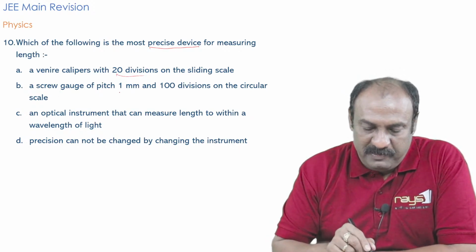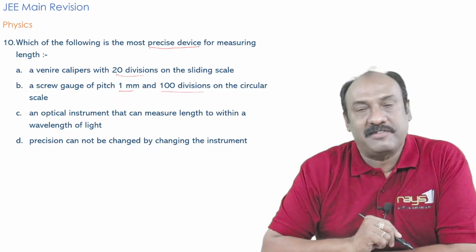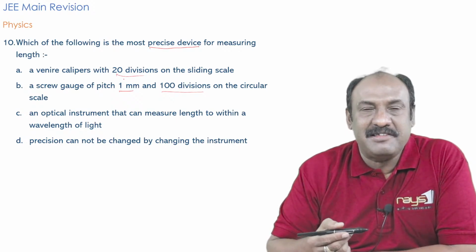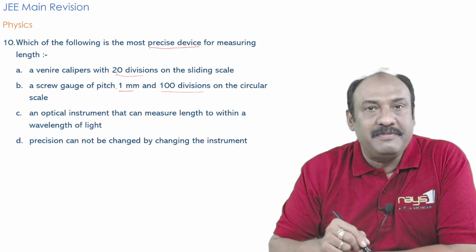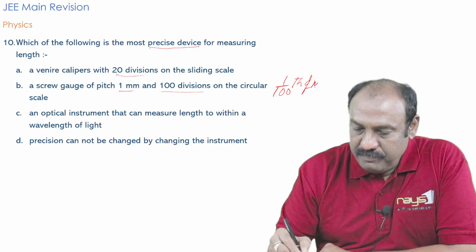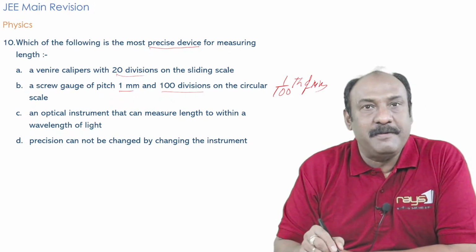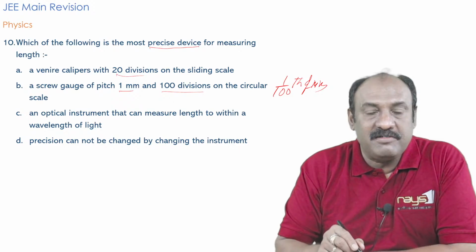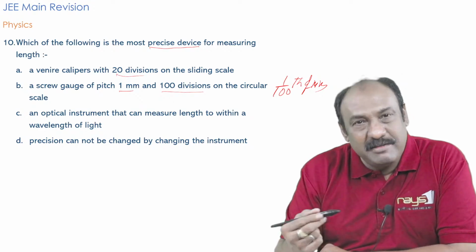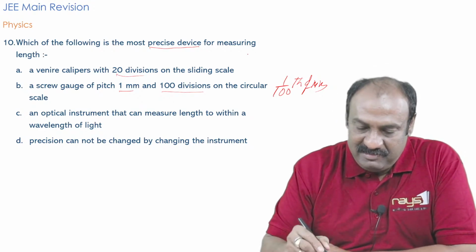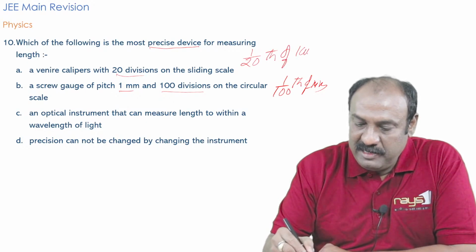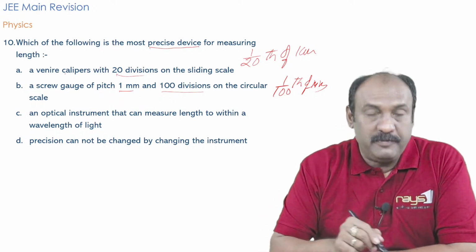Next, screw gauge of pitch 1 millimeter and 100 divisions on the circular scale. So this is having precision indirectly. It is having least measurable length up to 1 by 100th part of the millimeter. So this is having a precise value. The most precise value means the least measurable value by this device is 1 by 20th part of the centimeter, according to the given option here.